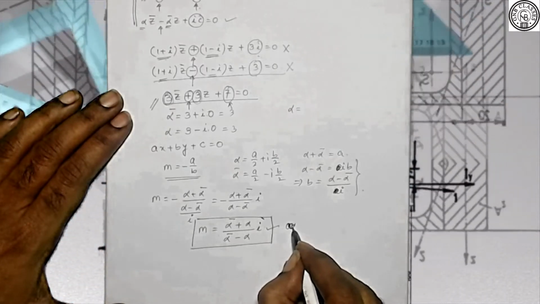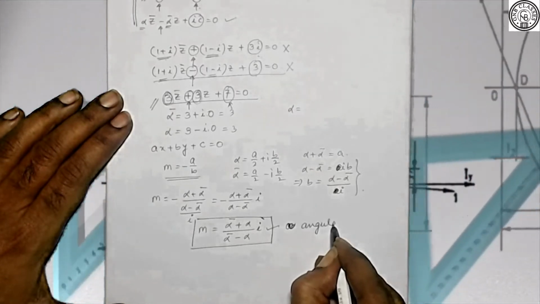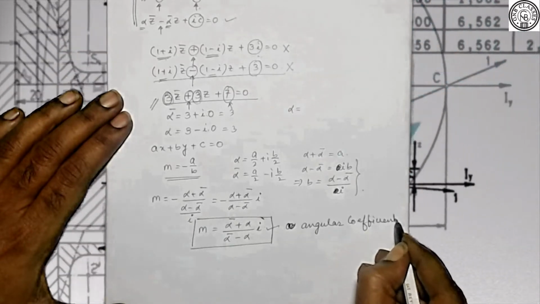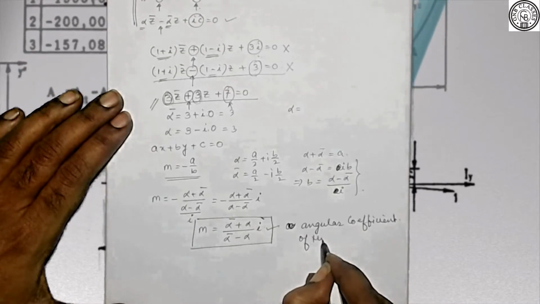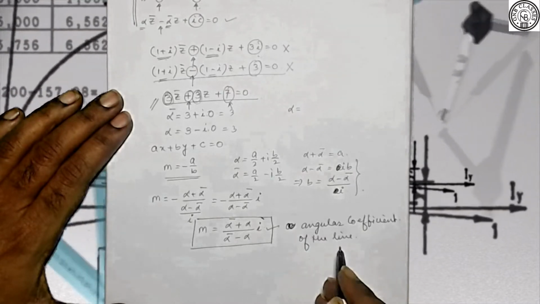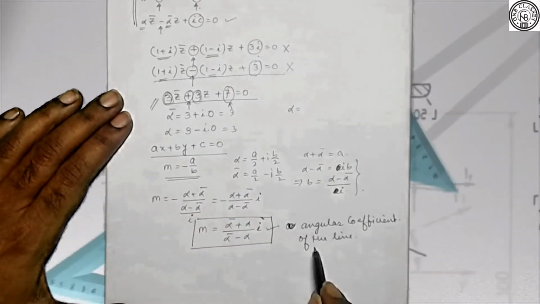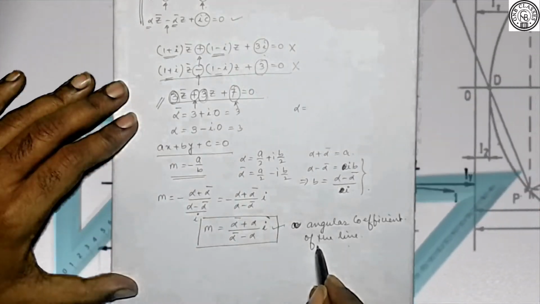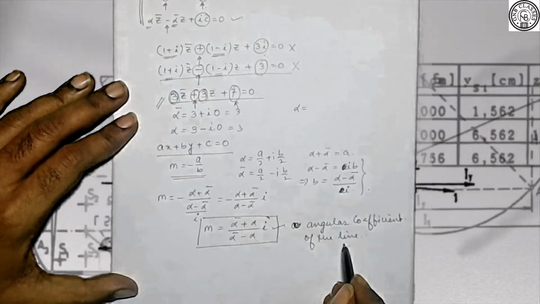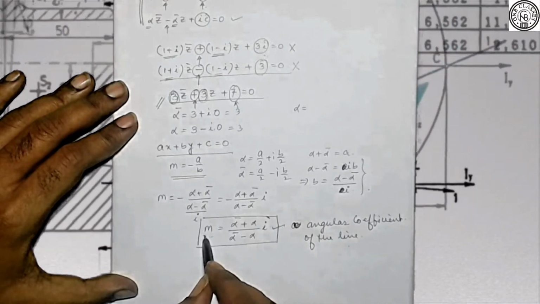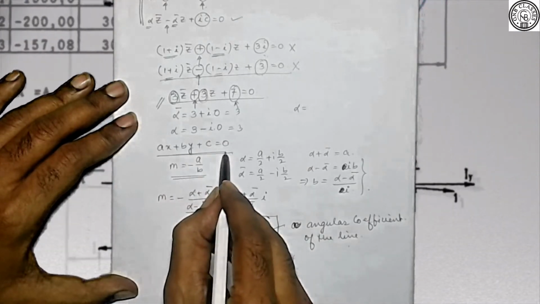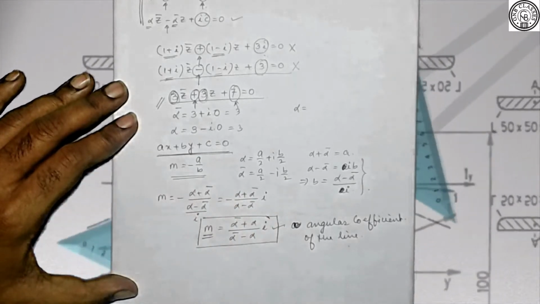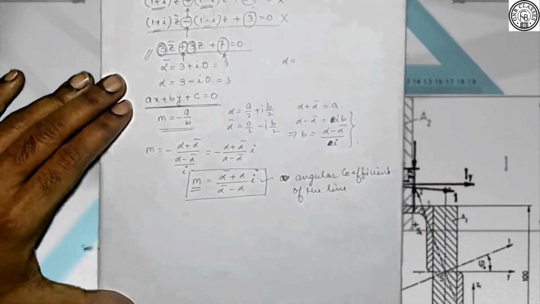This is the angular coefficient of the line. Line, which line? This line. This is the angular coefficient of the line. So the angular coefficient of the line represents the slope of the line ax plus by plus c equals to 0. Is it clear? Now, this is the slope for the Cartesian form.